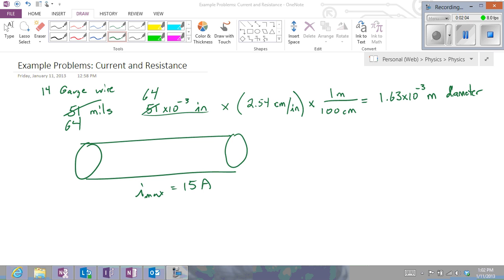Okay, first of all, as I was looking at my conversion factors, I realized that I had read my gauge to diameter incorrectly. So it's not 51 mils, it's 64 mils for 14 gauge wire. So 64 mils is 64 times 10 to the minus 3 inches. You can kind of think of this as milli-inches. I made a conversion factor to centimeters and converted centimeters into meters. So I get a diameter of my wire of 1.63 times 10 to the minus 3 meters.